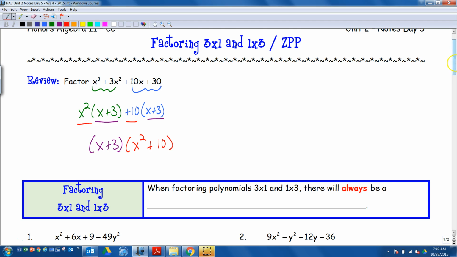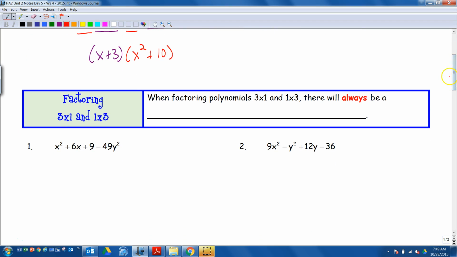Okay, so we're going to do some weird 3 by 1 and 1 by 3 factoring today. It's a little bit different. When factoring these, there will always be a perfect square trinomial. It would help if I could spell that. And then you have to check for difference of squares.